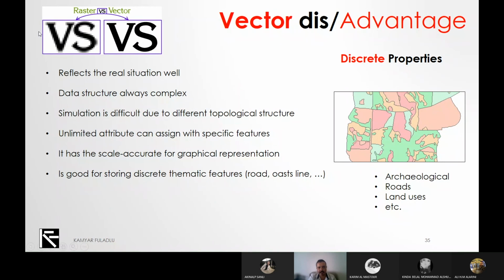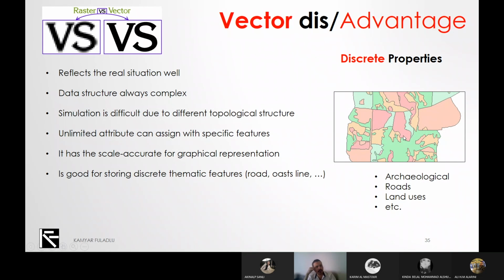As you can see here, I put the VS. One of them is vector, the other one is a raster. As you can see, one is shaped by pixels, the other one is a mathematical base. And it is good for storing discrete features. As you can see, there are clear borders and boundaries. You understand which border starts from which part and finishes where. Okay, this is about the vector.